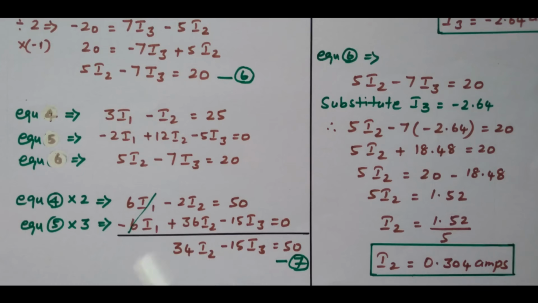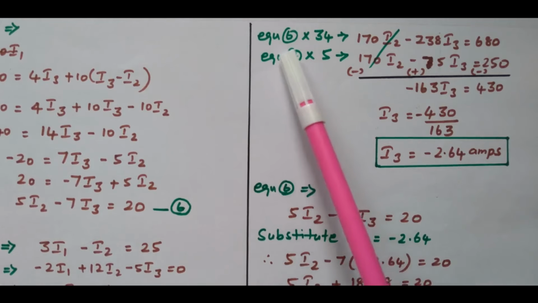How will you cancel this? Here 5 is available, here 34 is available. So we can multiply this equation with 34. Similarly, we'll multiply this equation with 5. So that both the coefficients become equal and we can cancel the I2. Now we'll go for that.